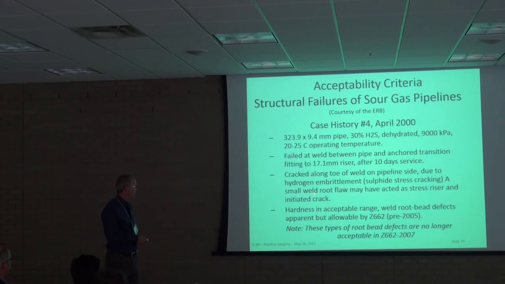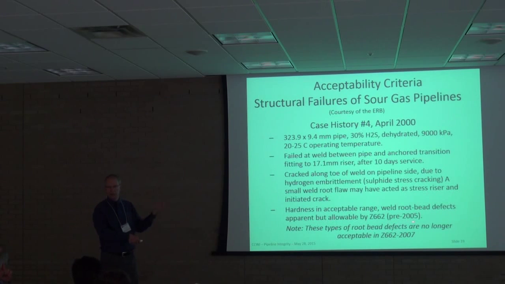And again, they said there was a small weld root flaw that may have acted as a stress riser and initiated the crack. Again, the hardness was all in the acceptable range, but the root weld defects were allowable according to the code at the time. So pre-2005, CSA didn't have limitations on root weld defects.